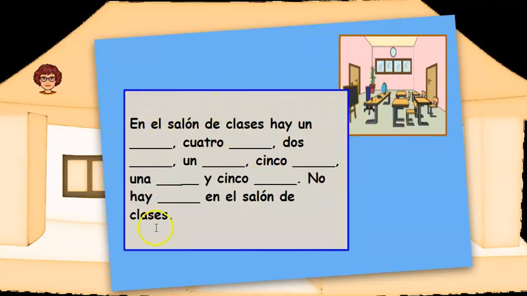Okay. So now let's just practice how to start describing things in general. So we would say we're describing this classroom. So en el salón de clases hay un, and then say what is it? Cuatro what? Okay. Dos what? Okay. Un blank. Un what? Okay, we could say this one, cinco of this one, right? And then no hay blank en el salón de clases. So what you don't see in this classroom, okay?